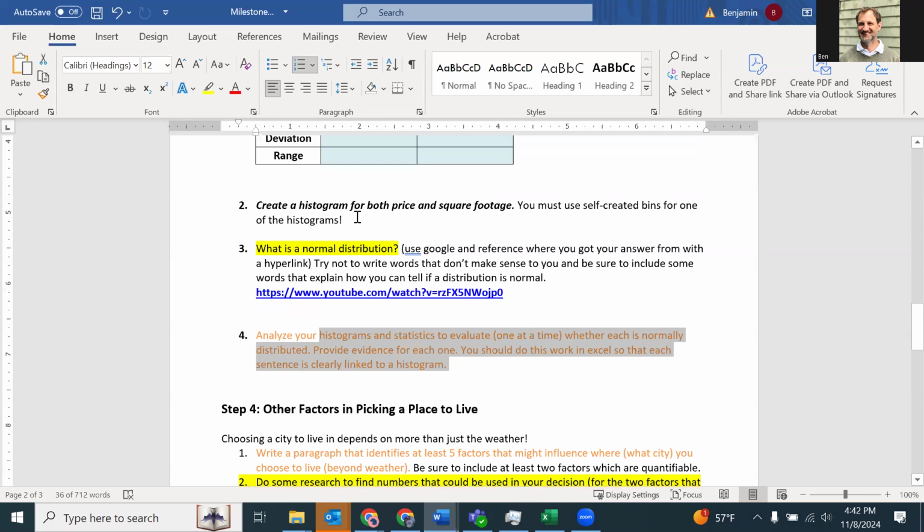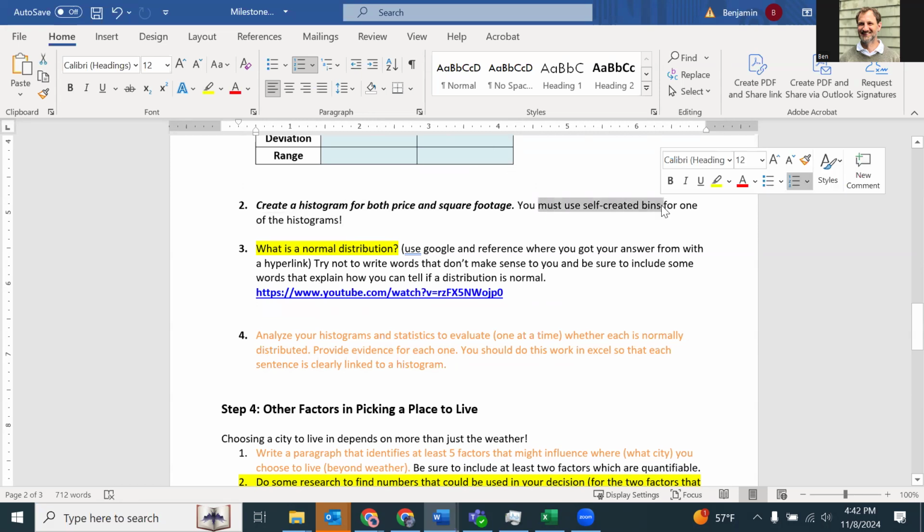Oh, I must have skipped the histogram. Oh, here we go. Price and square footage. All right. So you're supposed to use self-created bins for one. Now we did this in module 7. We went through and we created a histogram by hand. It's not super complicated, but it can be kind of intense.